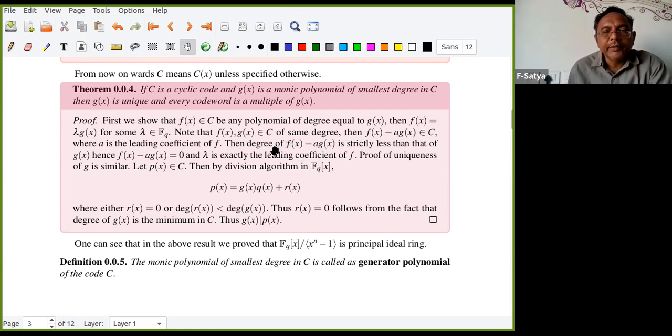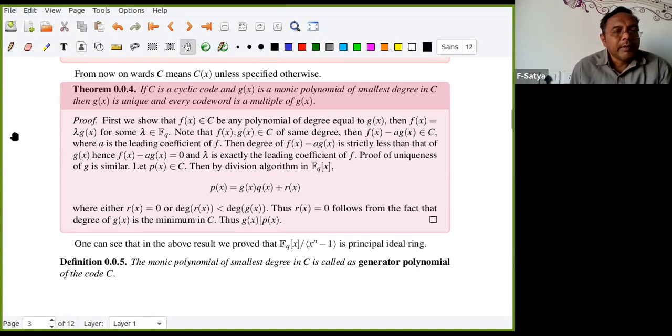Okay, I may have confused you. The first sentence is only what I want to show. If f(x) is any polynomial of the same degree, then f(x) equals lambda times g(x), I want to prove. This is the first point. What is this telling? Do you observe that? Are you able to understand that?